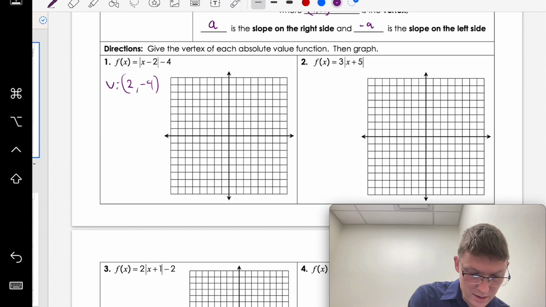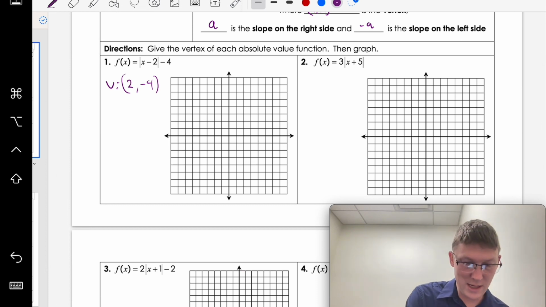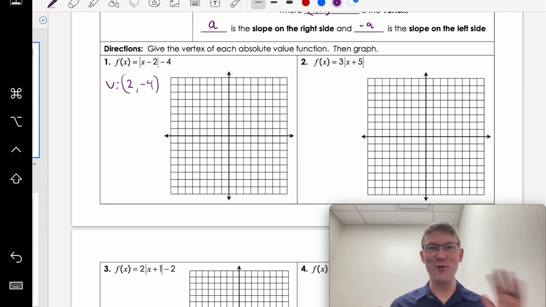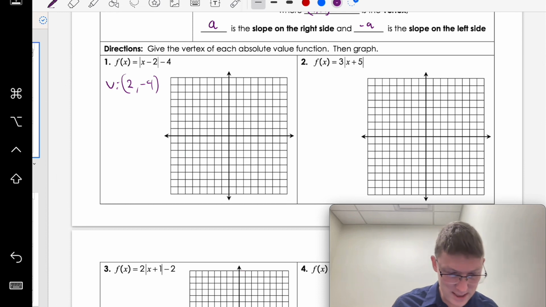Remember, there is a negative sign in front of the h inside of there, so this number changed signs. Notice how that is a positive 2, even though it started as a negative 2. So that x value changes signs. I'm going to say that over and over again because what's the most likely mistake? We forget that negative sign. Okay, so we've got our vertex.